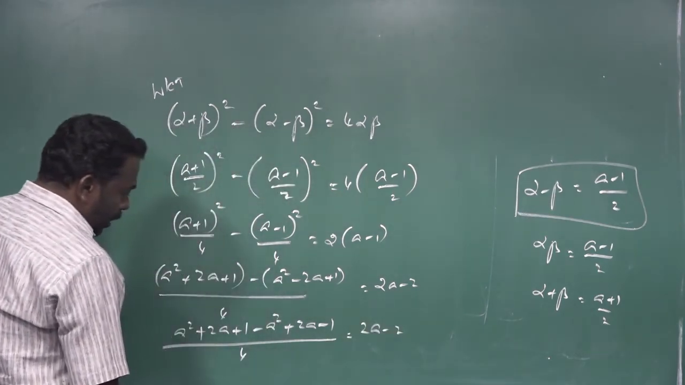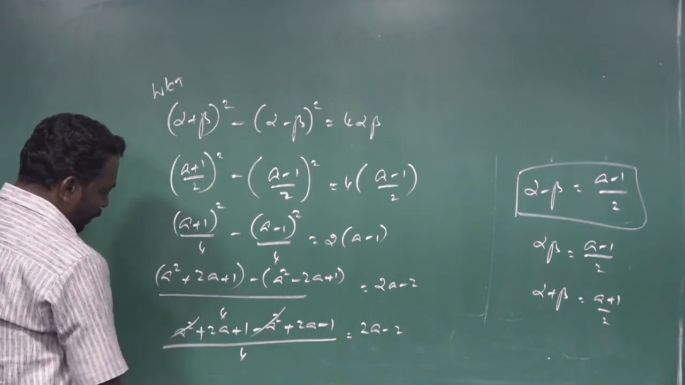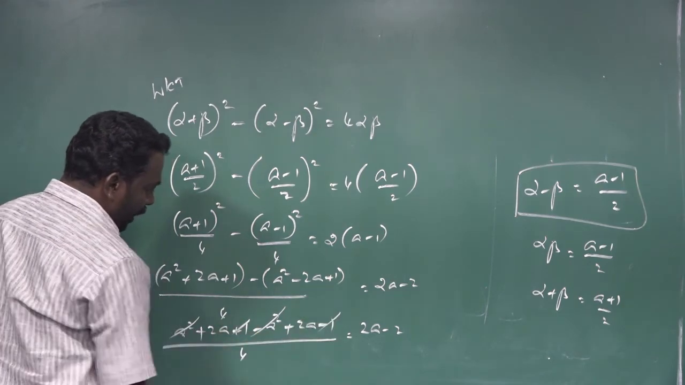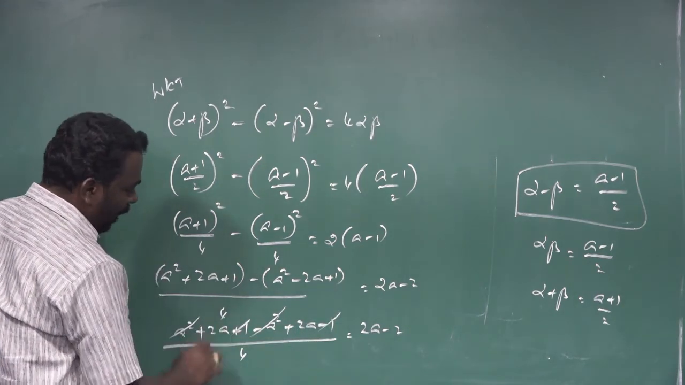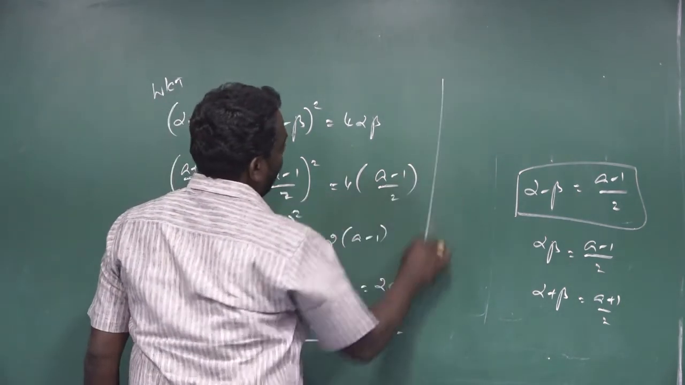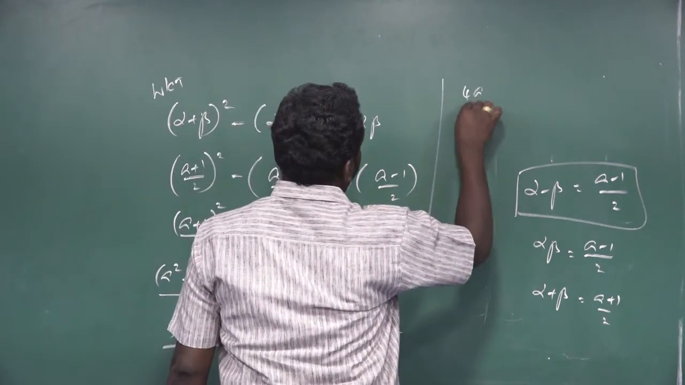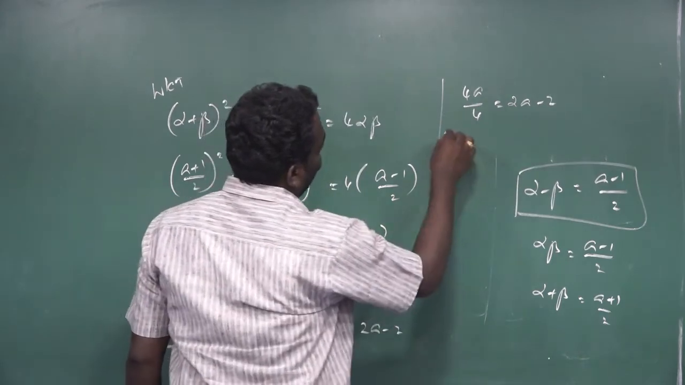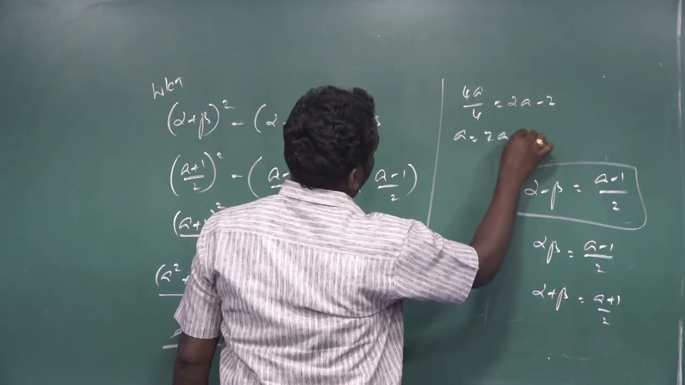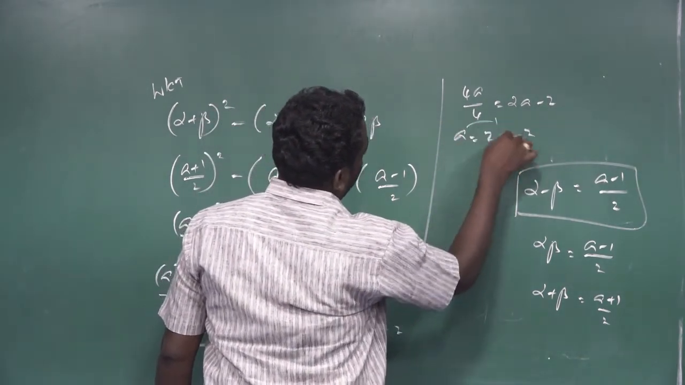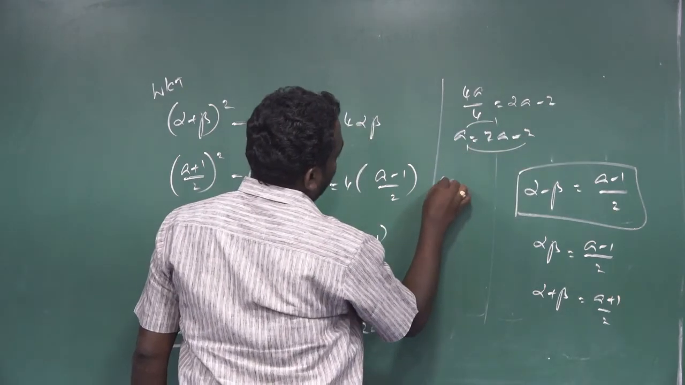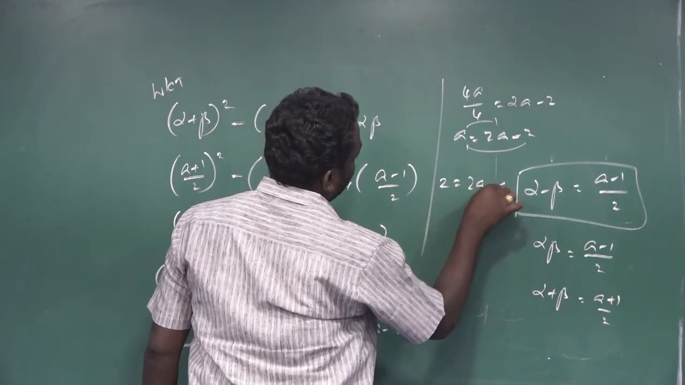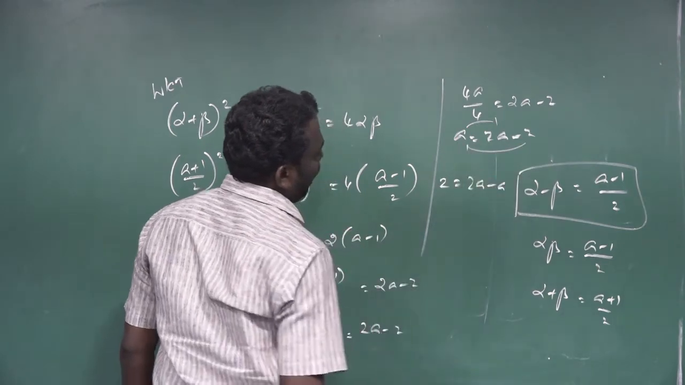Now plus minus a square will cancel, plus 1 minus 1 cancel, therefore adding the value 4a by 4. Therefore we have 4a by 4, that is equal to 2a minus 2. Therefore 4 will cancel, a equal to 2a minus 2. Just transfer the terms, therefore plus 2 is equal to 2a minus a. Just transfer a, the side is minus a.